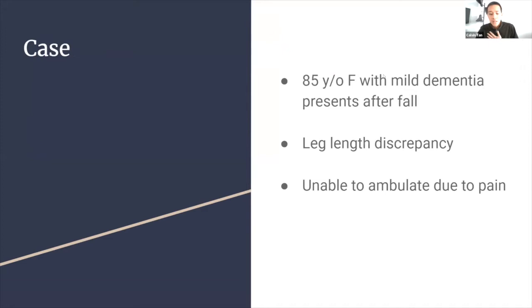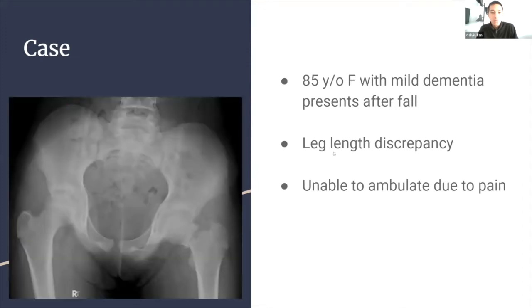You have an 85-year-old female with mild dementia who presents after a fall. You can't get much history from her, but you do know that there is a leg length discrepancy. The patient is unable to ambulate secondary to pain since the fall. I could just have a junior willing to shout out what they think about this X-ray.